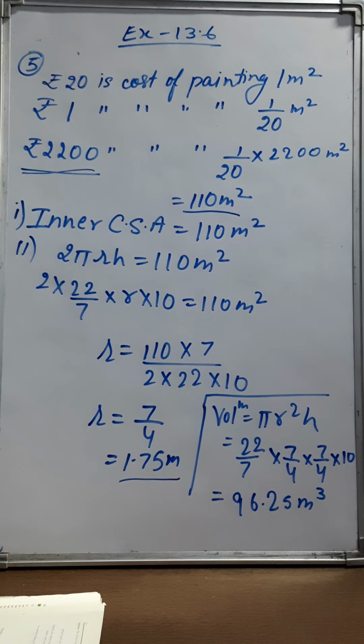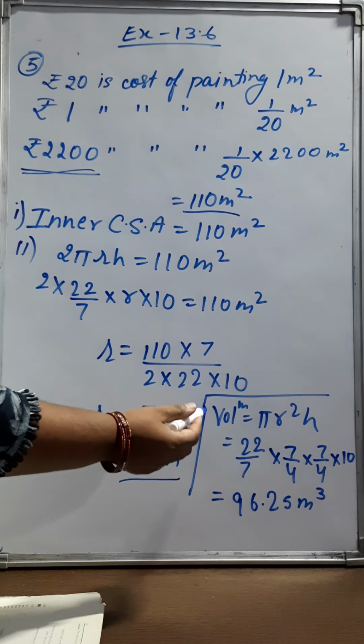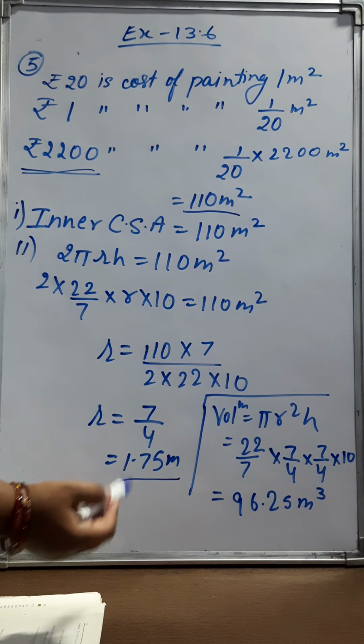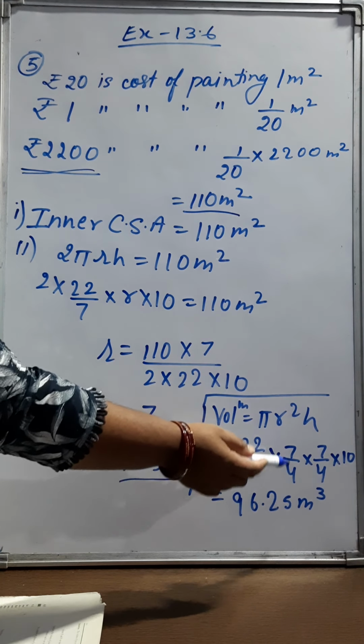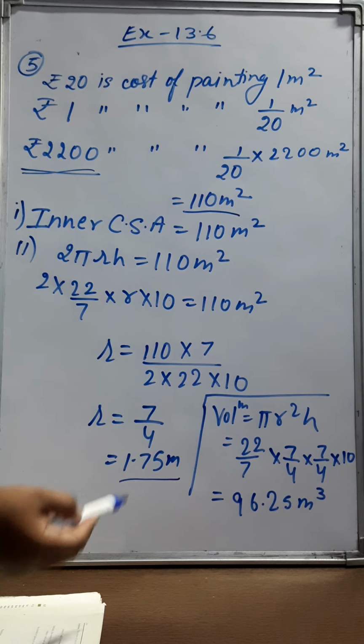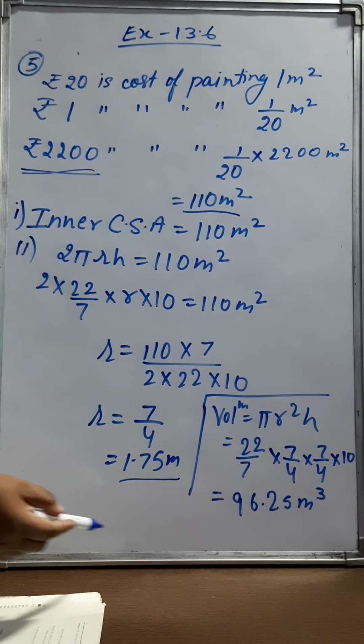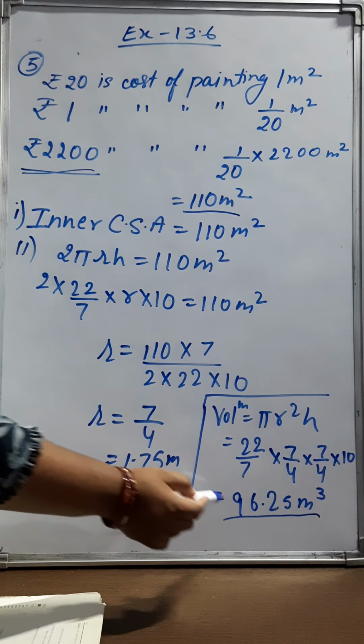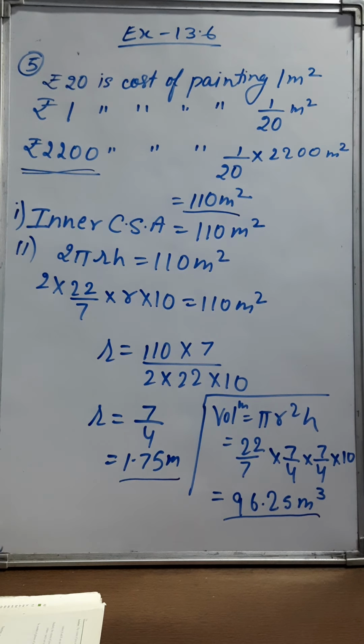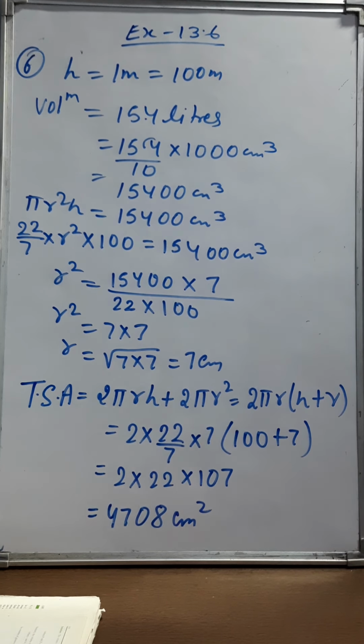The third part asks the capacity. Capacity means we have to calculate volume. The volume formula is pi R square H. Put the values. For radius we will put 7 by 4 into 7 by 4 into 10. When you calculate, you will get 96.25 meter cube as the volume of the cylindrical vessel.